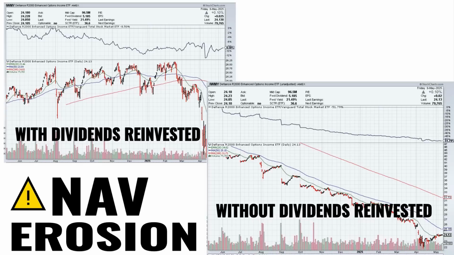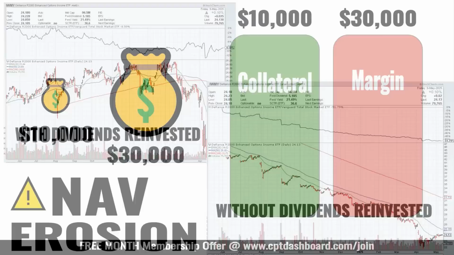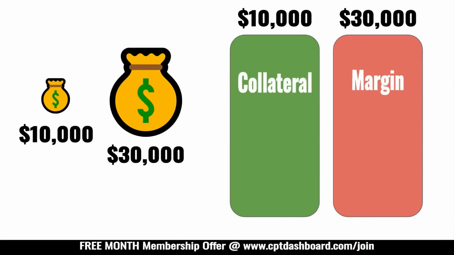What I need you to understand is NAV erosion. In the Smart Guide to Using Margin for Dividend Investing, I have an entire chapter for NAV erosion. And I need you to understand that, because if you don't, then you'll feel like you're losing while you're collecting all these weekly dividends. Now let's go back to that margin buffer.